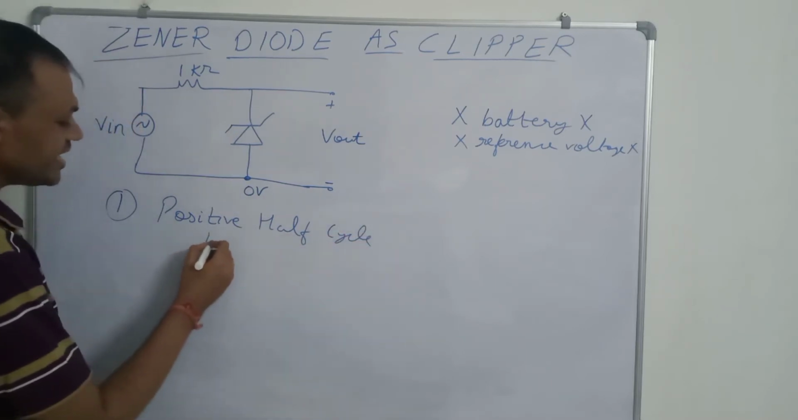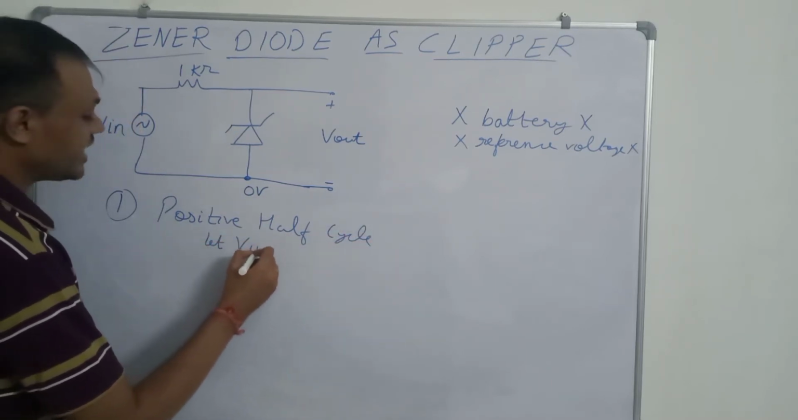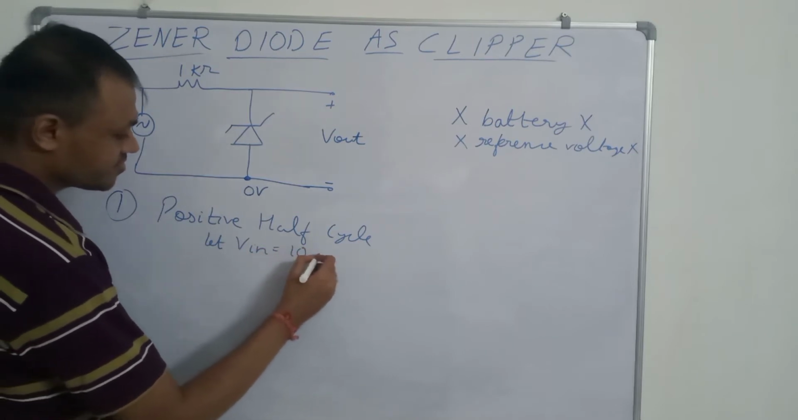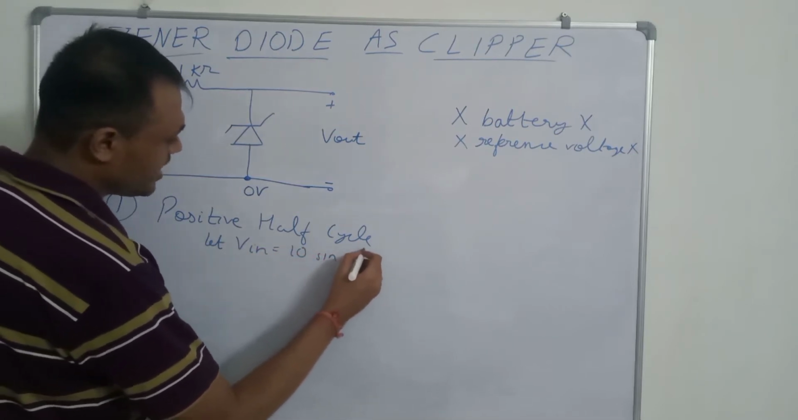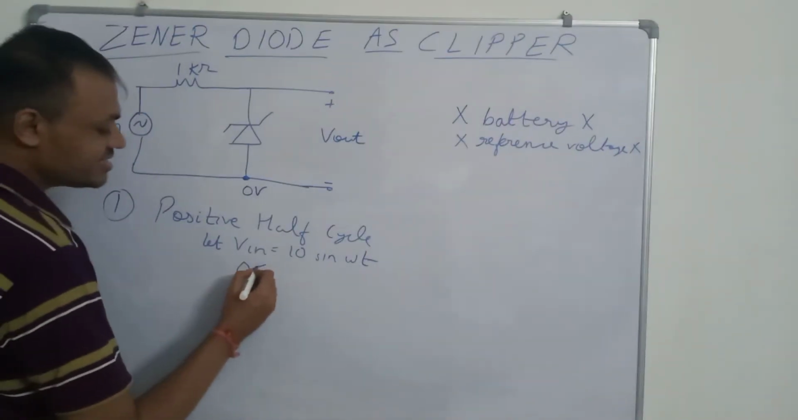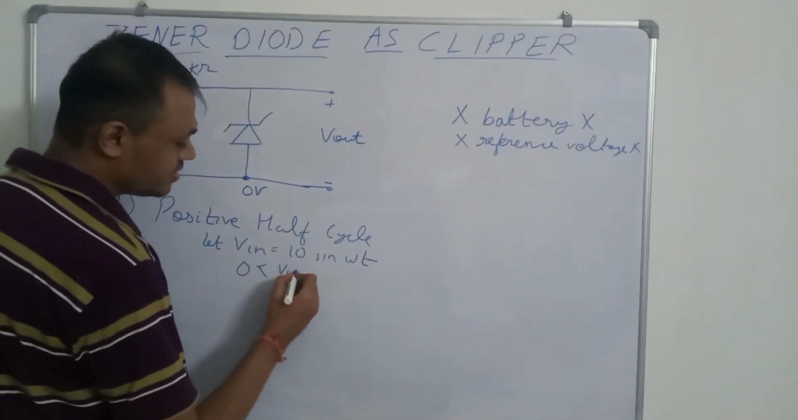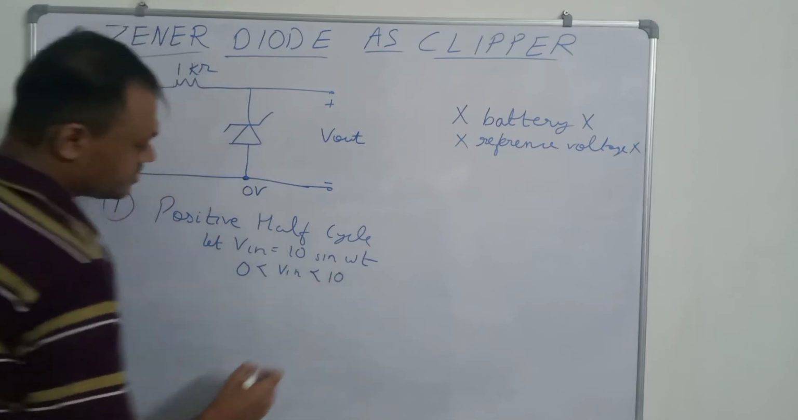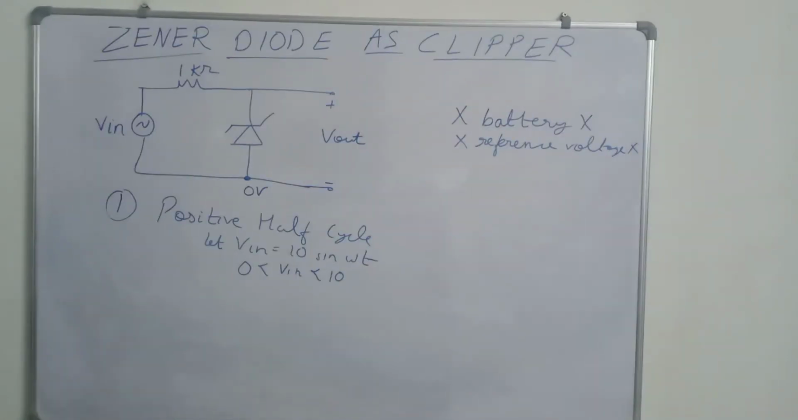Let V in equal 10 sine omega t. So in the positive half cycle, V in can range from 0 to 10, so 0 is less than V in is less than 10. So again there will be two cases.